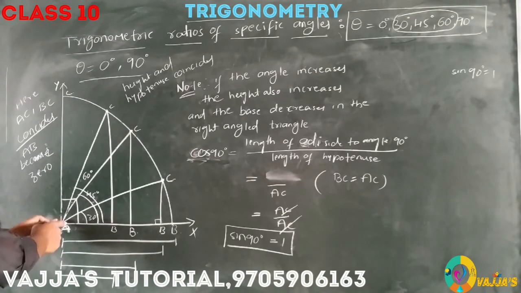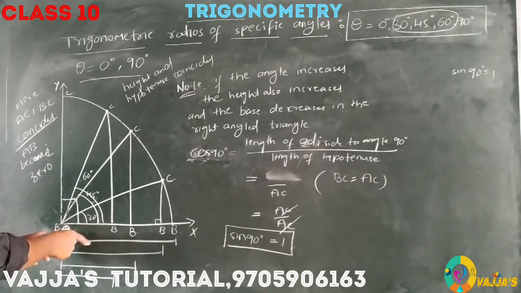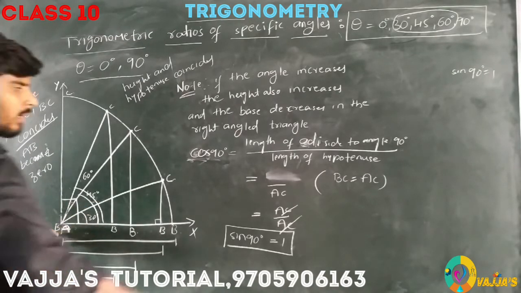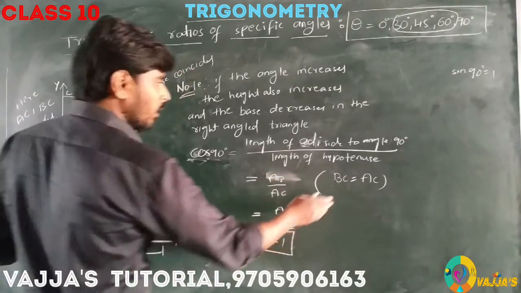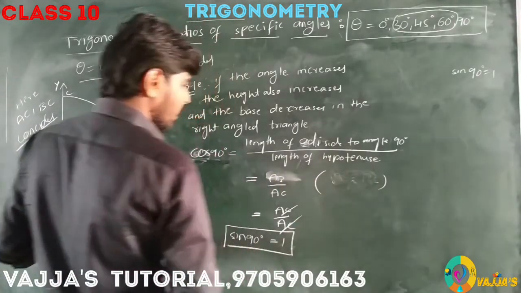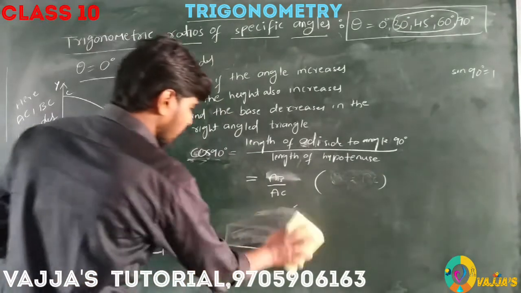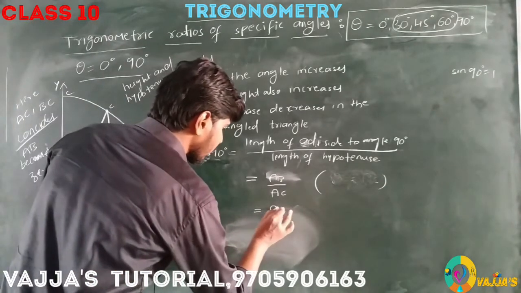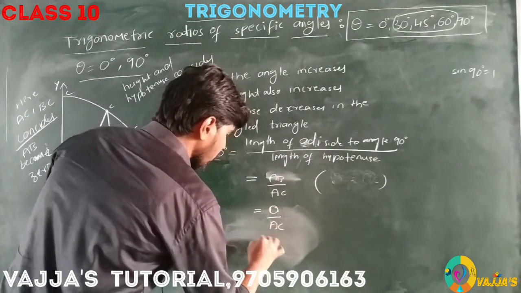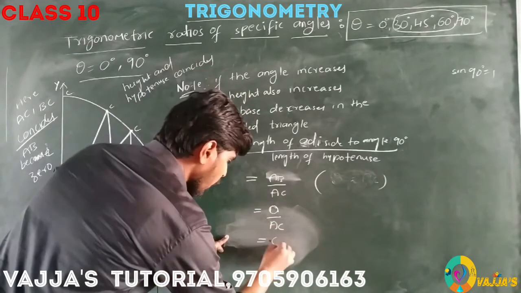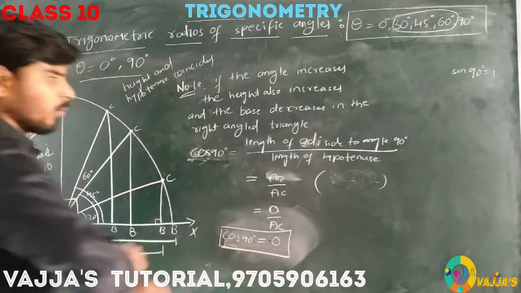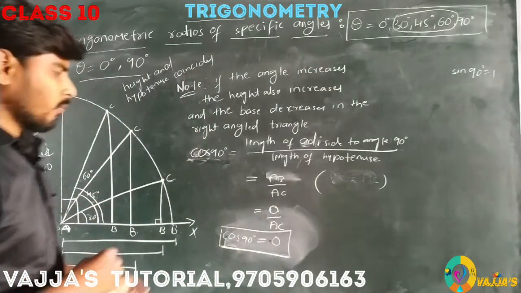Here, the vertex A and B coincide. It means the base, the adjacent side, is 0. That is AB. What is the AB value? 0, because there is no base at 90 degrees, and 0 by something is 0. So cos 90 value is 0.